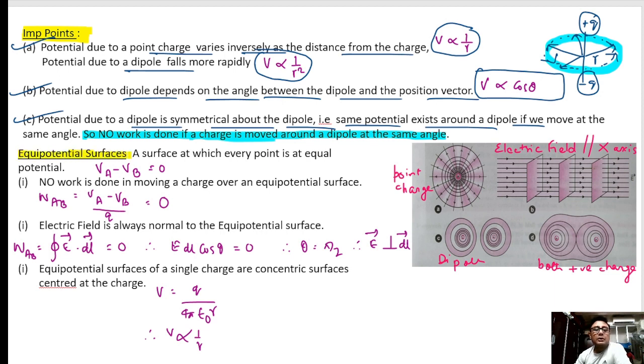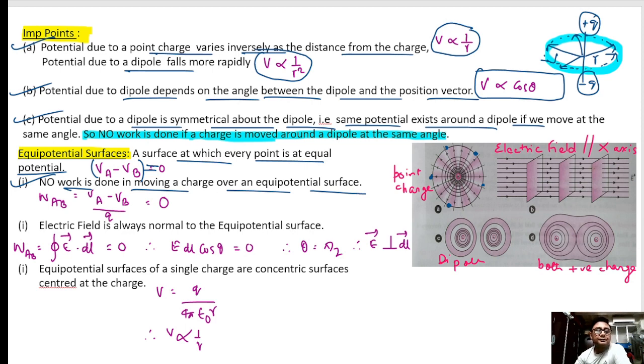Next, equipotential surfaces. What are equipotential surfaces? As you all know, equi means equal. A surface at which every point potential is same. That means here the potential, here the potential, everywhere the potential is same. So there is no difference in the potential. If there is no difference, no work will be done in moving the charge over the equipotential surface. Very important. We will not do any work if I move along the equipotential surface.